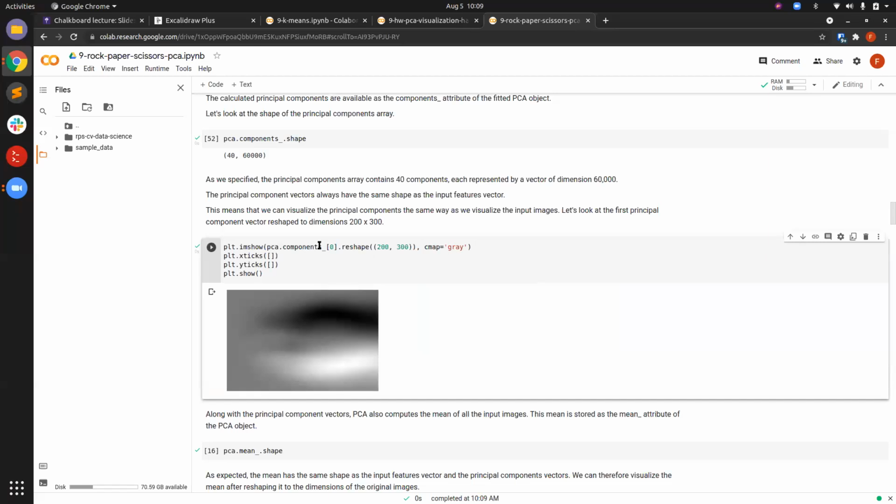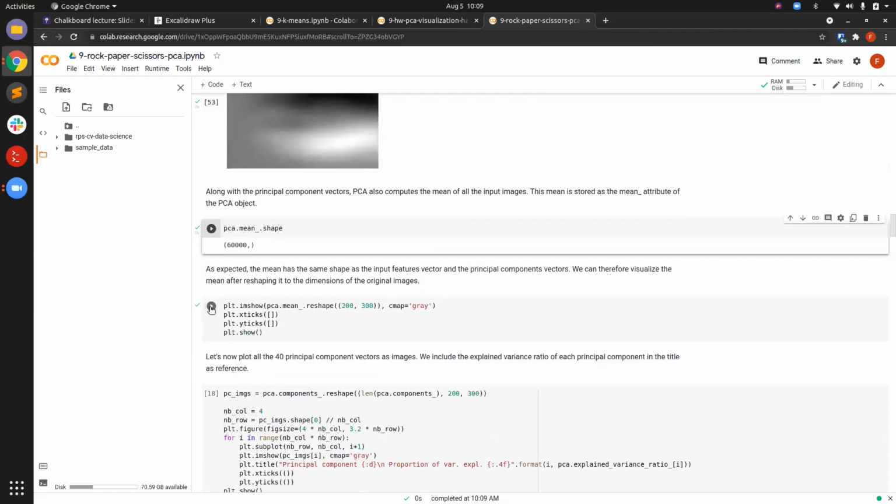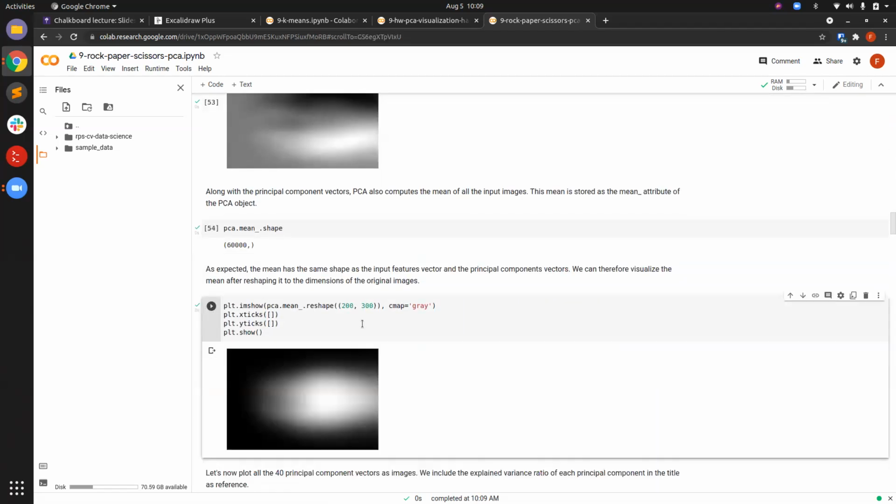This is the mean image. Sorry, no, this is actually the first principal component. This is the mean image. So we know that PCA removes the mean first, and then when we're reconstructing, we add that mean back in.